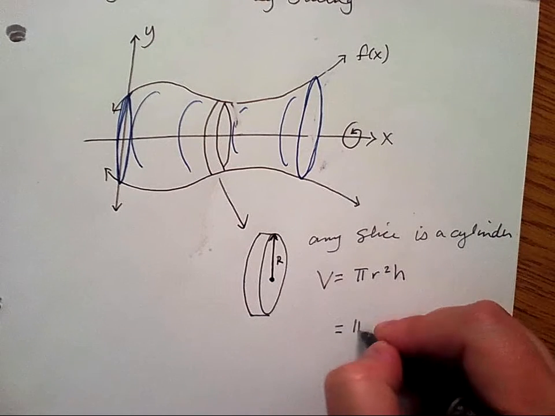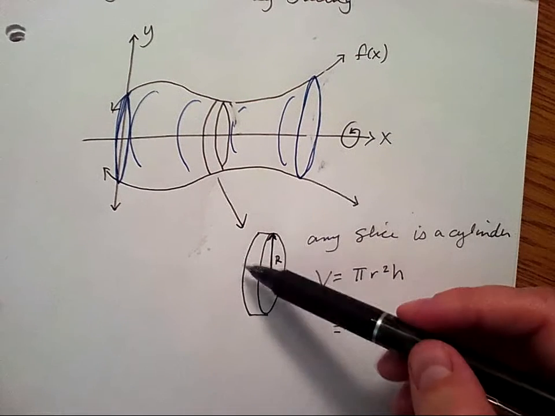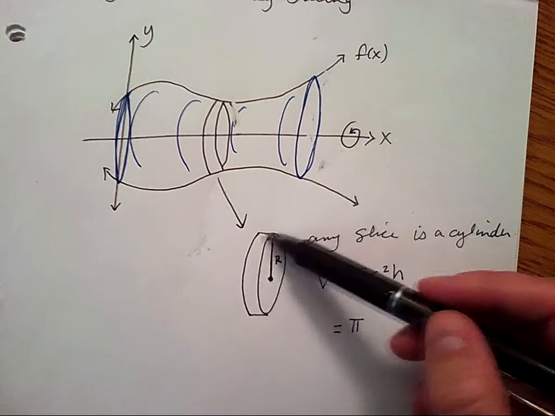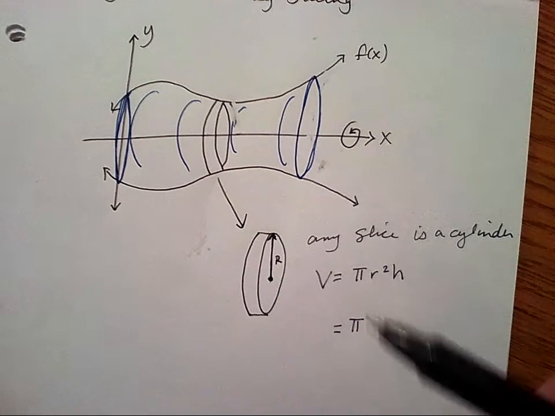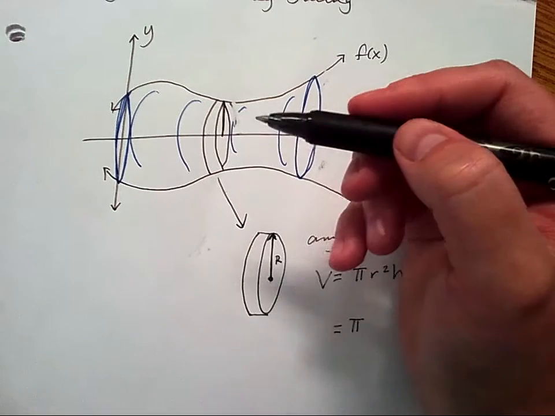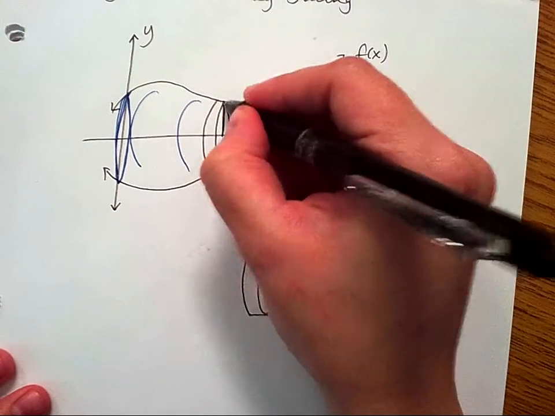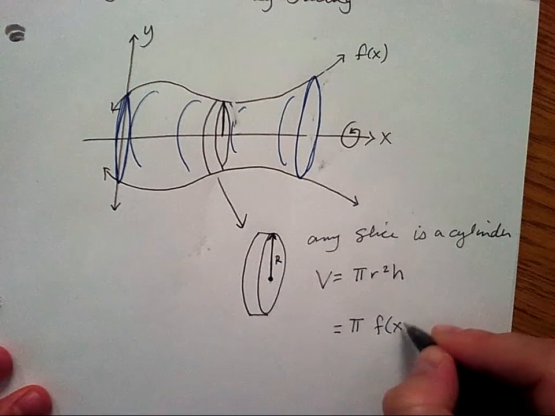If this is the x-axis, what is r in terms of my function? Well, pi is always pi. What's the radius? It's the y value, good, right? The height of this is your y value, which is f of x, right? So this is my radius, which is actually my y value no matter where I take it. So that's f of x squared.